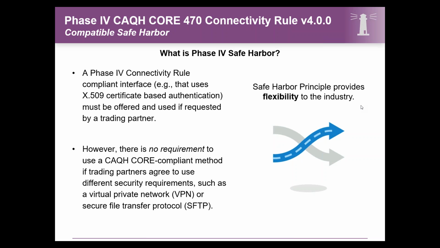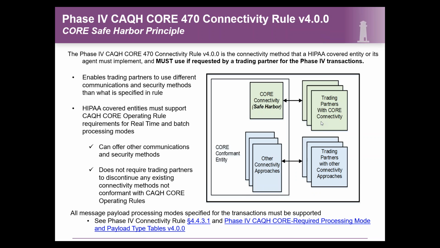And more details on the safe harbor are found on the next slide, where we go into a little more detail, again, where entities must implement the minimum requirements for the connectivity requirements for Phase 4 to conduct these 4 transactions. And you must support those if a trading partner requests to conduct the transaction in that way. So ABC Clearinghouse wishes to connect with you as a payer, for example, and they wish to connect and conduct the claims transaction using the CORE connectivity. You're required to support that minimum requirement to allow that clearinghouse to connect with you using that CORE connectivity safe harbor.